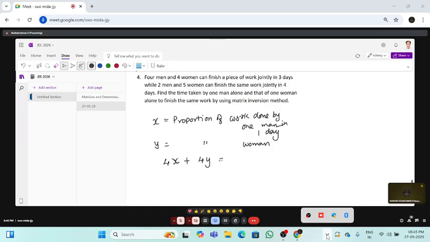is equal to, in one day, what proportion will be completed? Because they will complete it in 3 days, that means in one day, they will complete 1 by 3 proportion of the whole work. So 4x is the proportion done by 4 men together, 4y is the proportion done by 4 women. So together, the total proportion that is done is 1 by 3. Same way, the second equation.